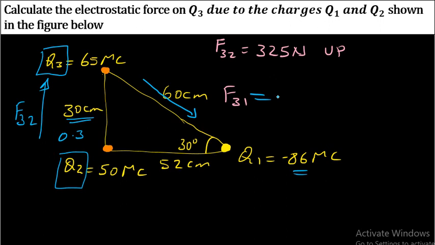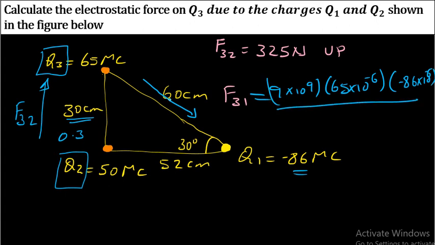So the formula is the same. The K is 9 times 10 to the power of 9 multiplied with 65 times 10 to the power of negative 6. Again Q1, which is negative 86 times 10 to the power of negative 6. The whole over the distance between them, which is 60 centimeter. When you divide by 100, it's going to be 0.6 meter. So we need to square it, 0.6 squared. So finally this result will be 140 Newton approximately.